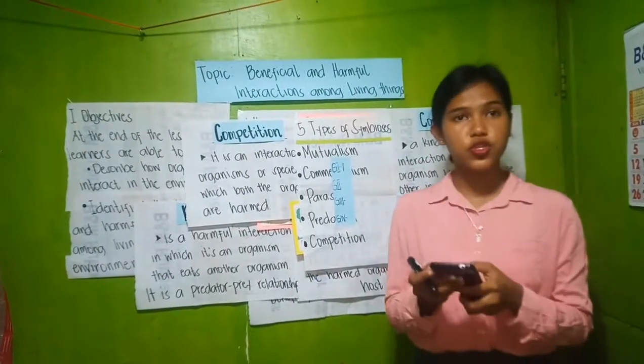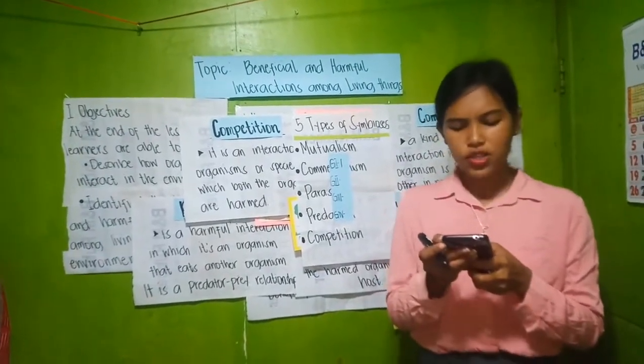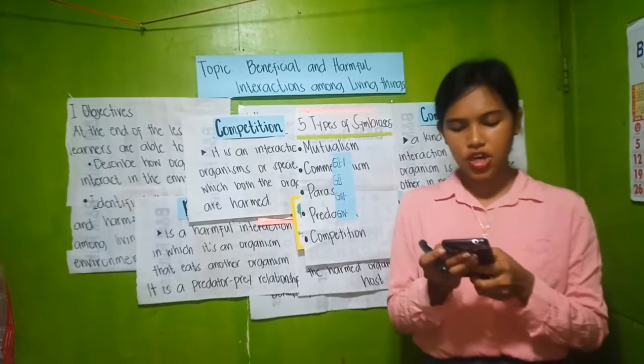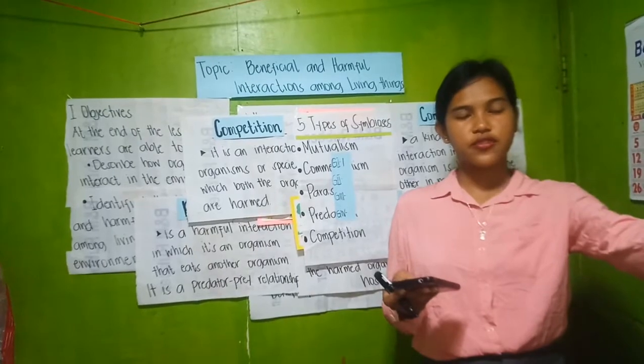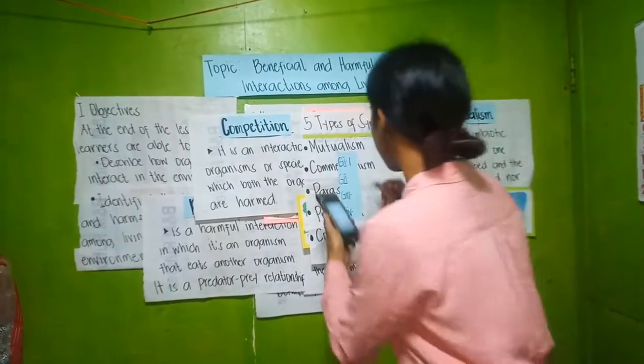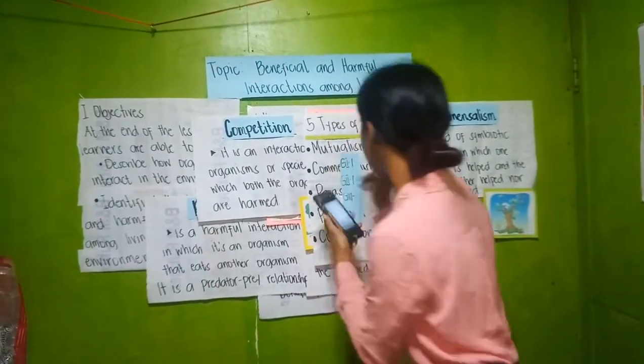Okay, for group 2, choose your player. What interaction is this? Shark feeding on small fish. Yes, Kevin. Predation again. Very good again. Group 2 has already 5 points also.